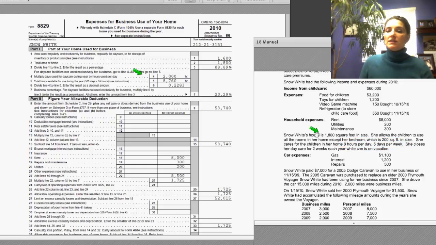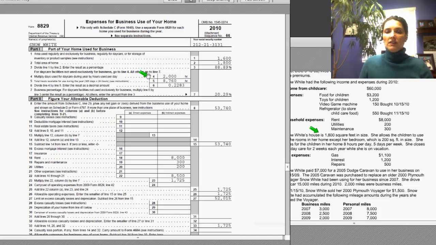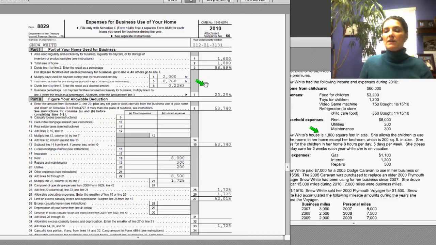So that means 50 weeks of the year times 5 times 8. That gives us 2,000 to enter on line 4. We divide line 4 by 8,760, which is the number of hours in a year, and that gives us 0.2283. 22.83 multiplied by 88.89 gives us 20.29% business use.